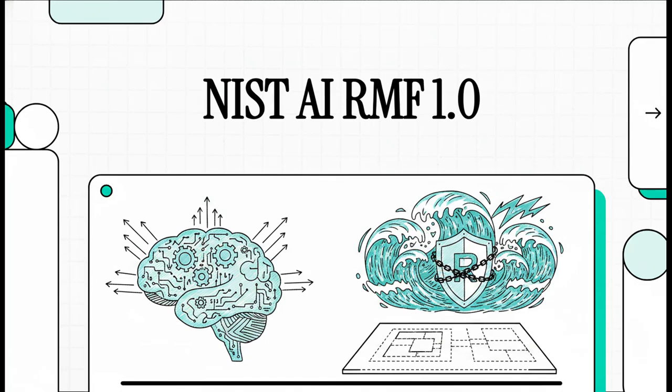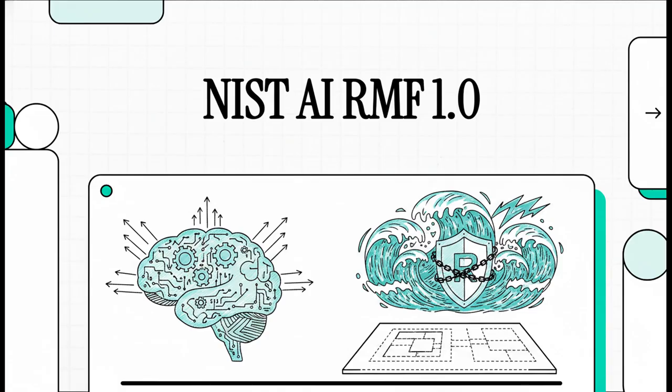Welcome to this explainer. Today, we're diving into something absolutely crucial, the NIST AI Risk Management Framework 1.0. We are going to figure out how to build and deploy artificial intelligence that we can actually trust. We all know AI is fundamentally reshaping our world. It's driving wild scientific breakthroughs and economic growth. But let's be real, it also carries enormous, totally unprecedented risks.